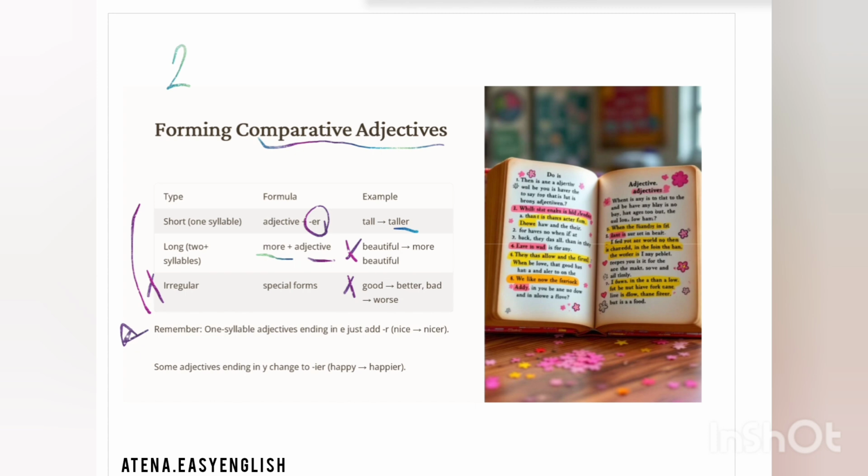Here, remember, one-syllable adjectives ending in E just add R. Like nice, nicer. Very good. So when your short adjective ends in E, you just add R. It's not correct to add ER or have a double E. Okay? And the next, some adjectives ending in Y change to IER. Also, this part is important. When you have an adjective ending in Y, you remove Y and then you add IER. Happy, happier. Today, I'm happier than yesterday. Happier. I remove Y and then I add IER.